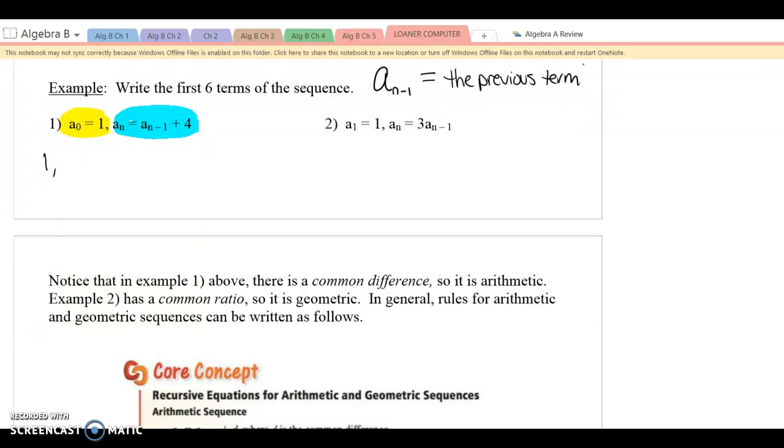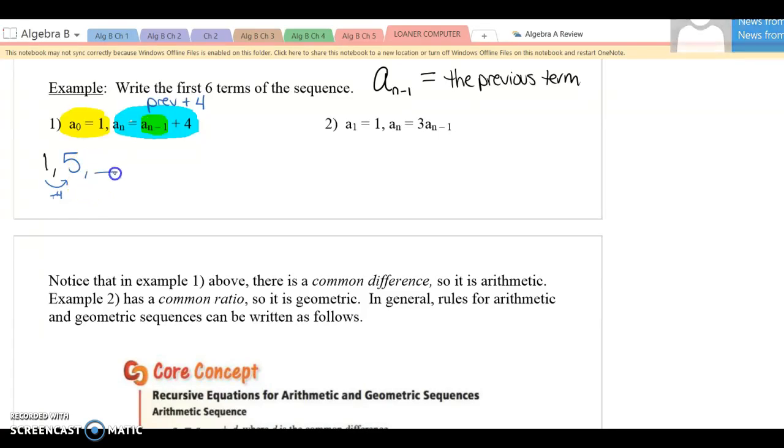And really, if you take a recursive rule and translate it into English, it's not difficult at all. So if we call this symbol the previous term, the next term equals the previous term plus 4. So all we're going to do for this sequence is take the previous term plus 4 to get the next term. So previous term is 1. 1 plus 4 is, not all at once now, 5.